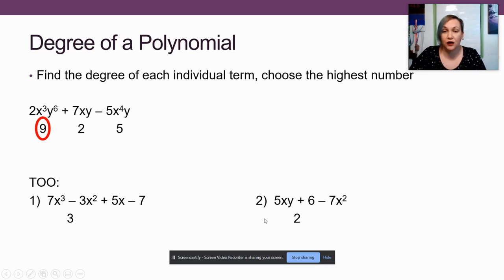Number 2, the first term and the last term actually have the same degree because the first term is a 1 plus 1, and the last term is just straight up the number 2. Those are both the same number, and so you can just put 2. The second term has a degree of 0, so that's not the biggest one.